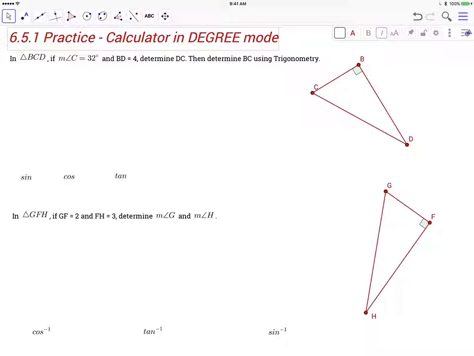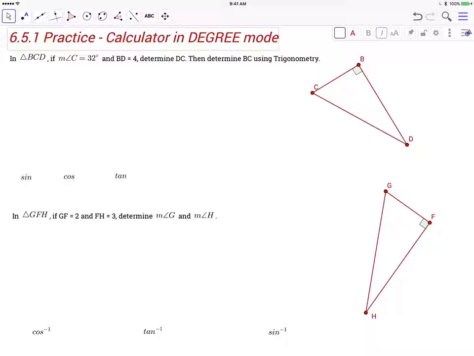All right, here's a chance to practice 6.5 with SOH CAH TOA. And a couple of things. This is going to be a little bit of a longer one. Your calculator needs to be in degree mode, so find the mode button and change from radian to degree mode if you haven't already done that. And we're going to go through a couple of these things.